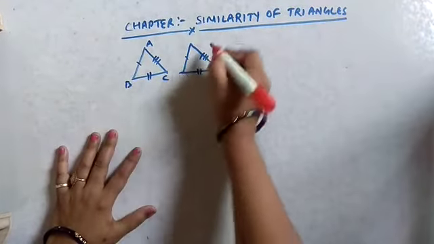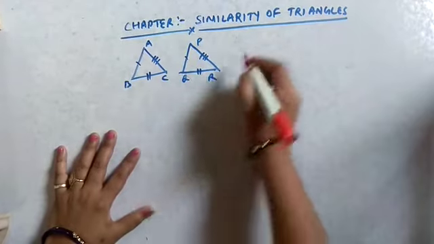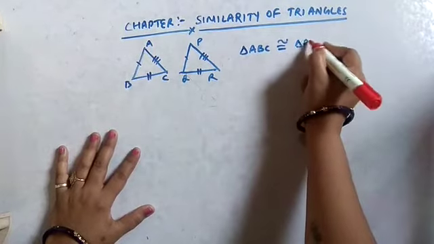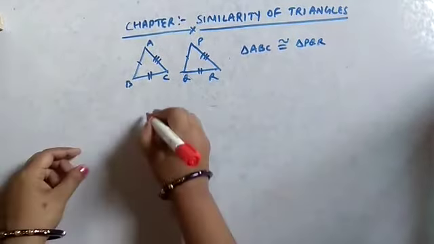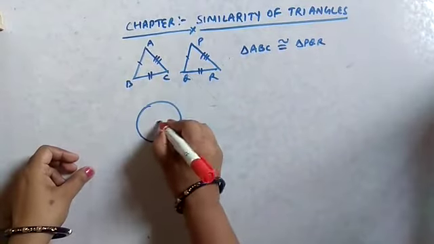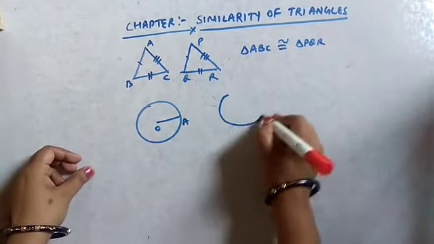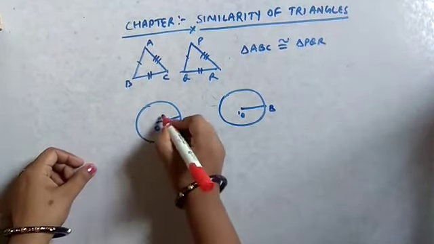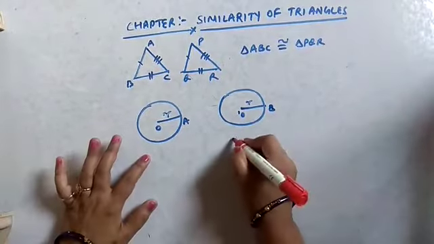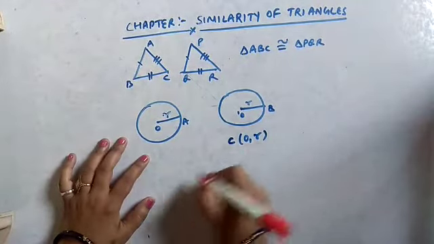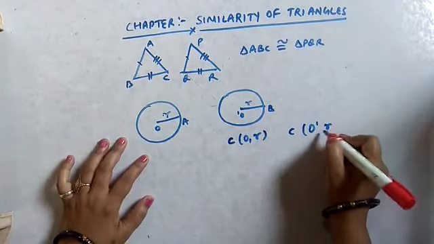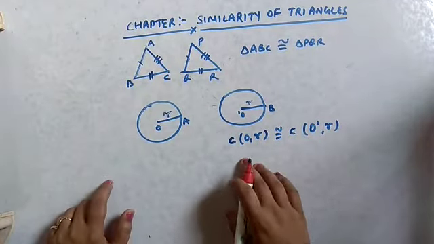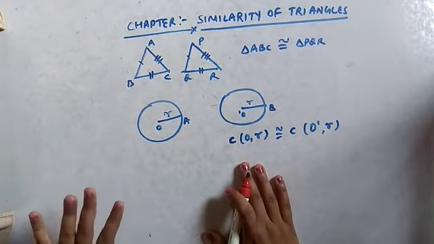So A, B, C and P, Q, R. If these two triangles are congruent, we will say that triangle ABC is congruent to triangle PQR. In the same way, if I am taking two circles with equal radii, OA and O'B, if their radii are equal, we will say the circle with center O and circle with center O' are congruent since they have the same area. So, this we have done in Standard 9 only.